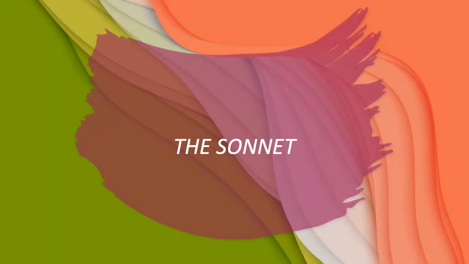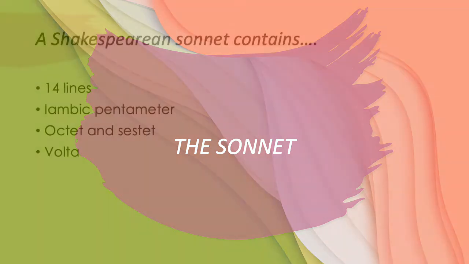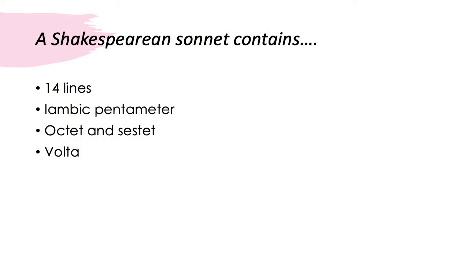In this lesson, we're going to write a sonnet. Quick reminder from last lesson, a Shakespearean sonnet contains 14 lines. It should be written in iambic pentameter. It needs an octet and a sestet, and it should ideally have a volta.